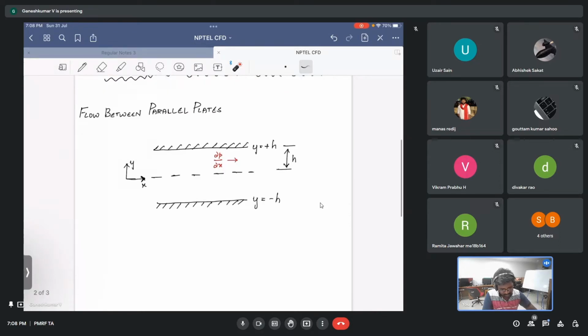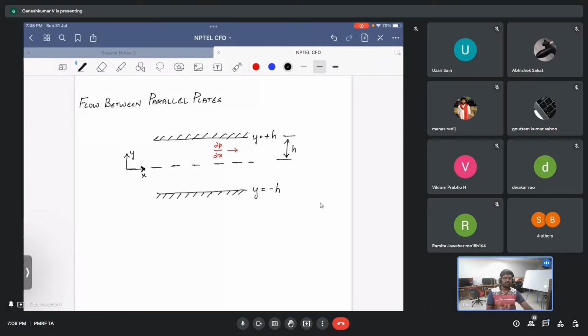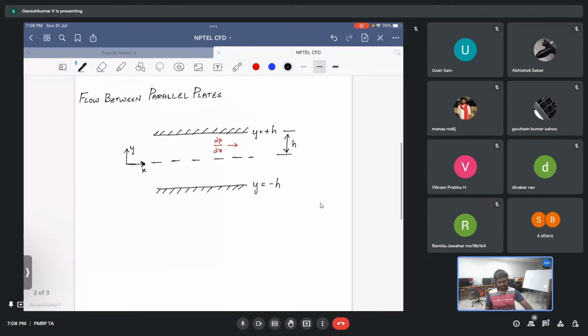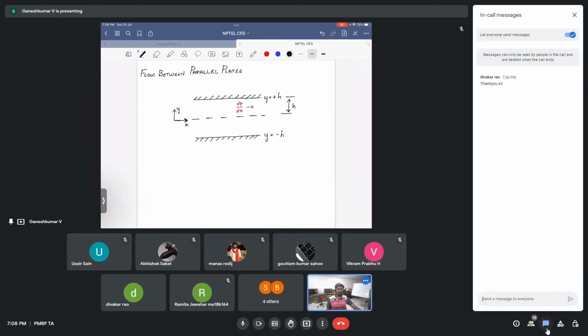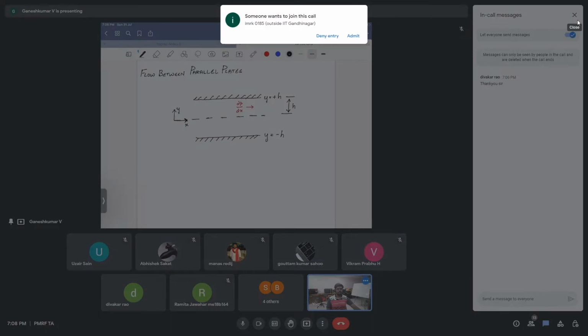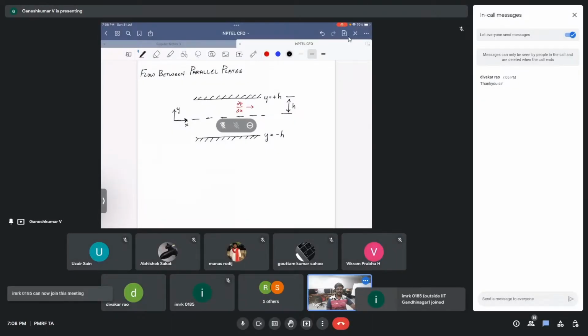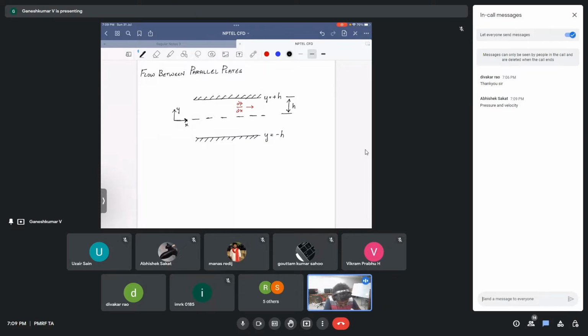To solve any fluid problem, first of all, what do we need to know in this problem? Do you have any idea what we need to solve for? You can unmute yourself or type in the chat box, anything is fine. Right, we got an answer from Abhishek: we need to solve for pressure and velocity. That is true, pressure and velocity.